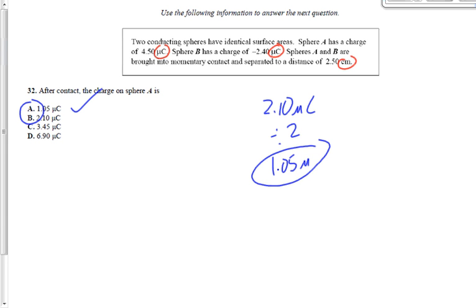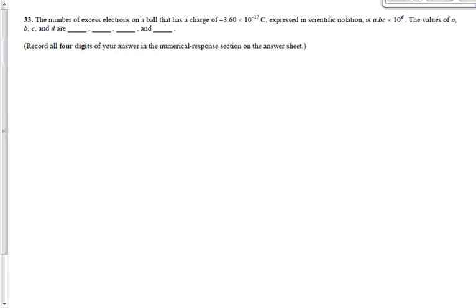Good. One more question we'll leave you with here today. A little bit of a different question. Just want to see what you can do with this before we wrap it up for the day. The number of excess electrons on a ball that has a charge of minus 3.6 times 10 to the minus 17 is what? How are we going to go about doing this question?